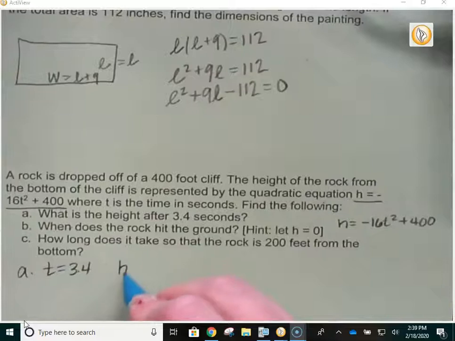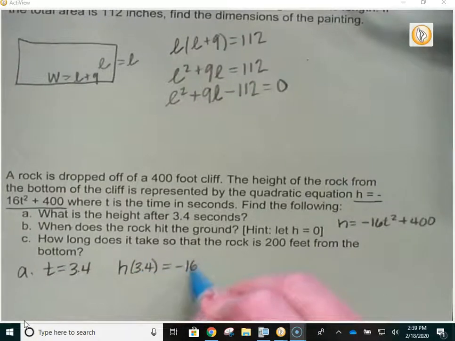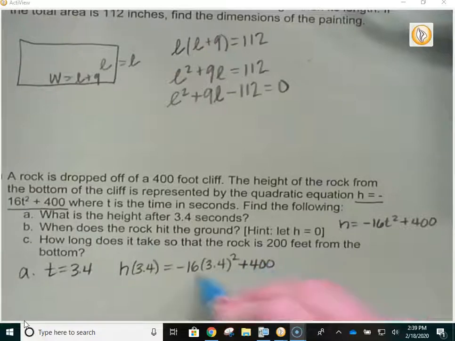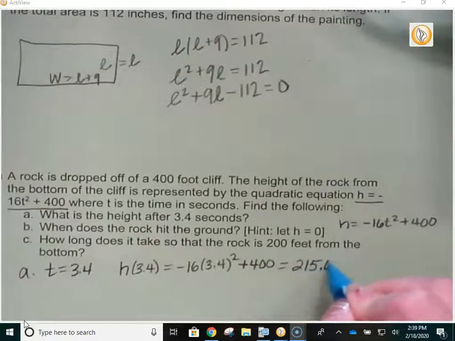So h of 3.4 equals negative 16 times 3.4 squared plus 400. I can type that all on my calculator, and I believe it's 215.04 feet.